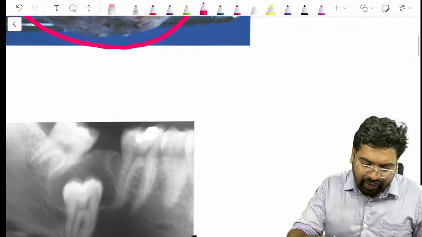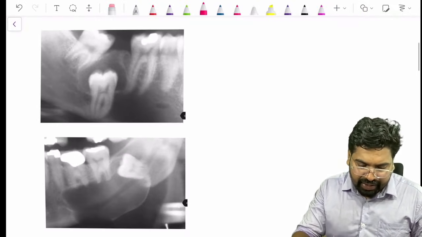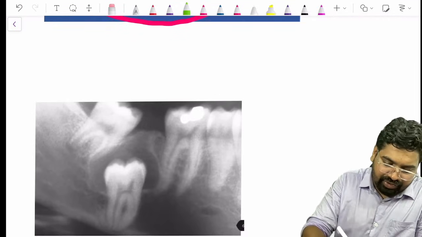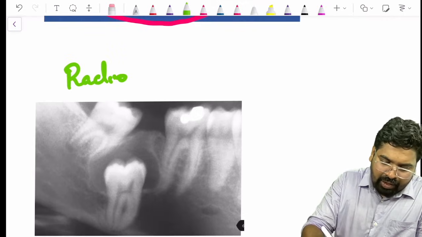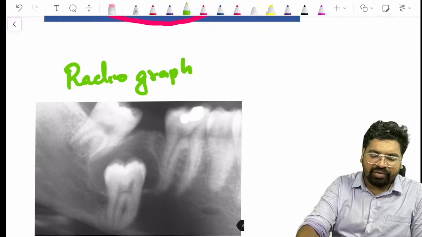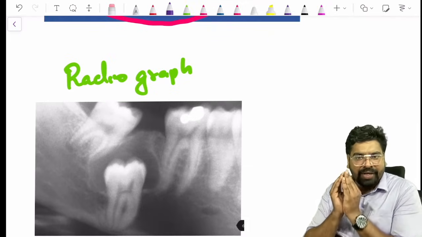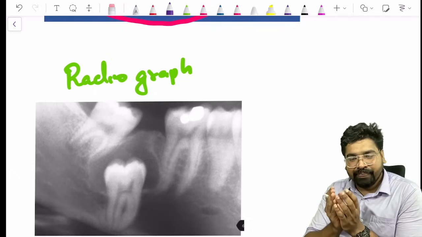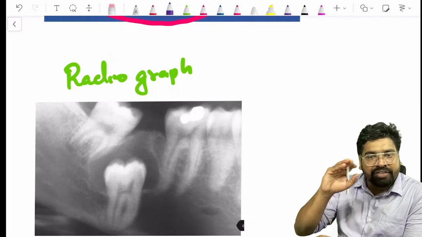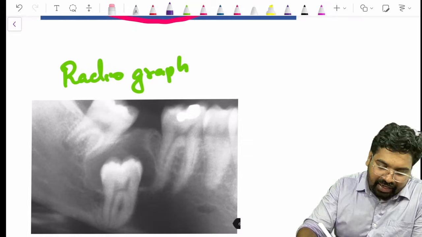Now I'll show you a radiograph. Can you see this radiograph? This is the radiograph of a dentigerous cyst. In the radiograph, what you can see is that the cyst is usually unicystic, meaning a single cyst. And for a cyst, the margins of this radiolucency, see this is a radiolucency.